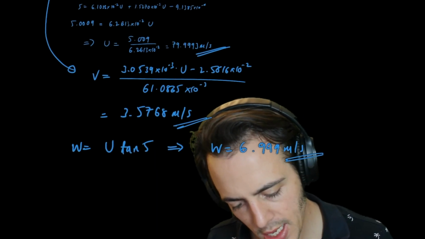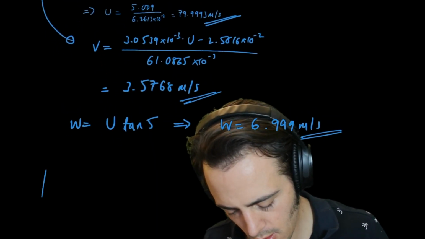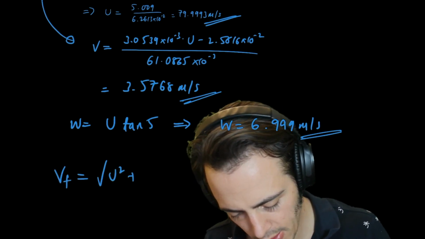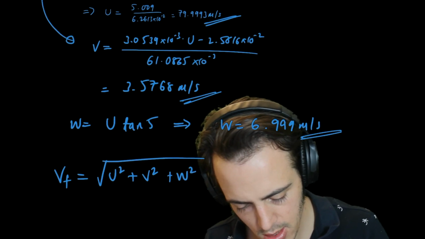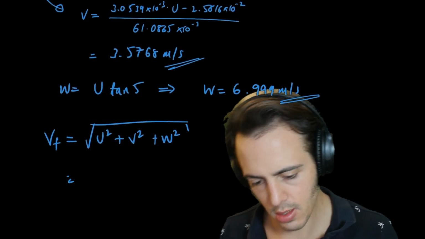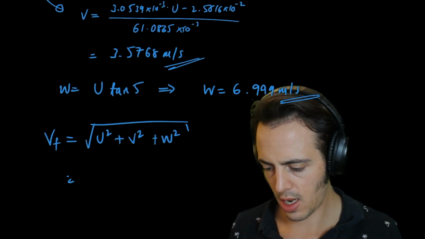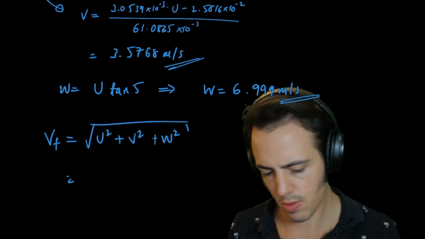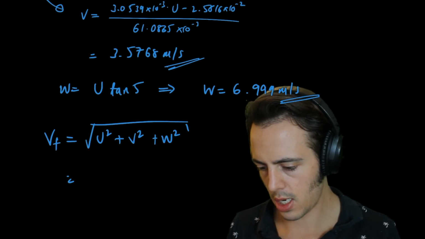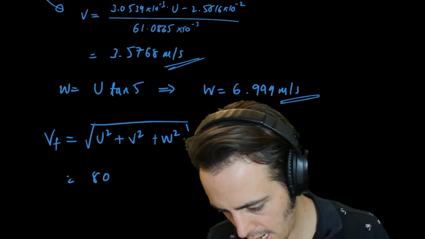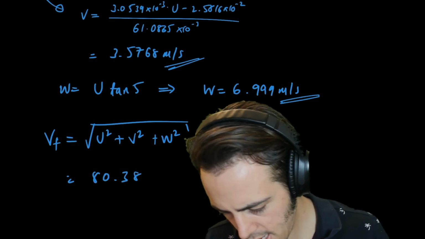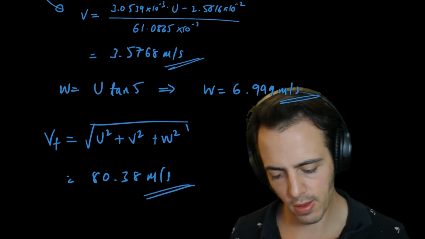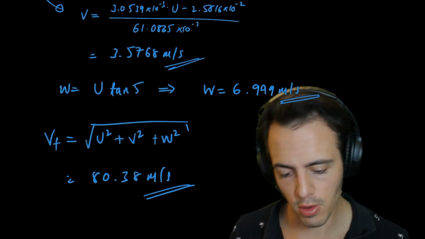Okay, so immediately now we can get our sideslip and total velocity. Vf is equal to the square root of u squared plus v squared plus w squared, so it's going to equal 79.9993 squared plus 3.5768 squared plus 6.999 squared. That is 80.38 meters per second. I'm going to present my final answer to far less precision than I was working to, which is what you guys should always do, but I tend to find students don't.